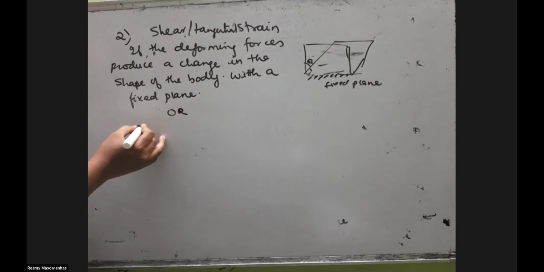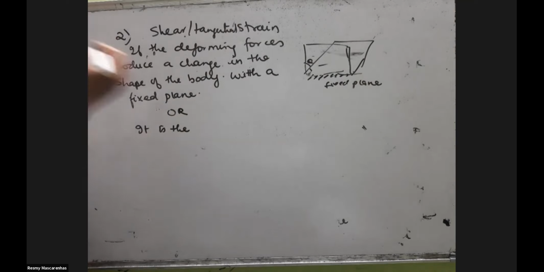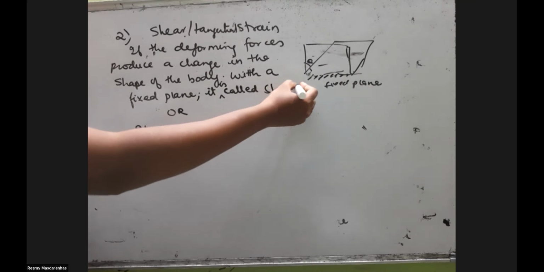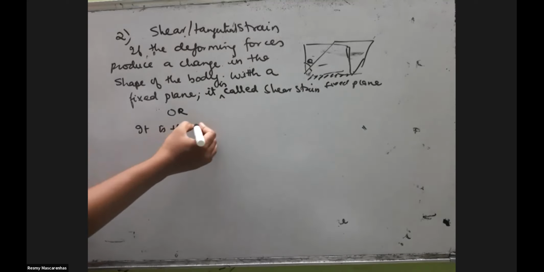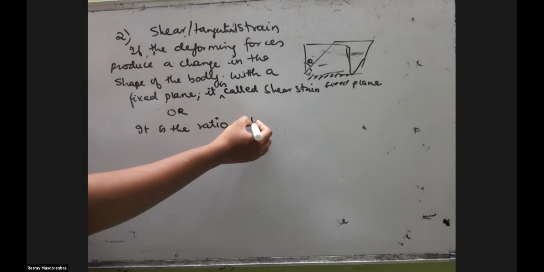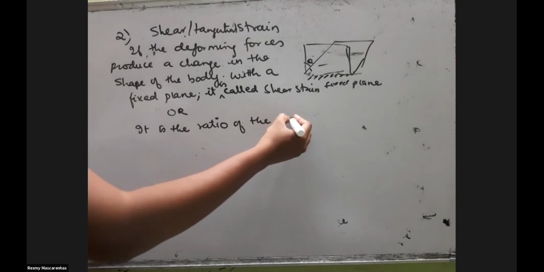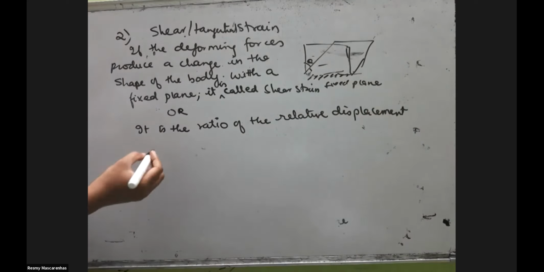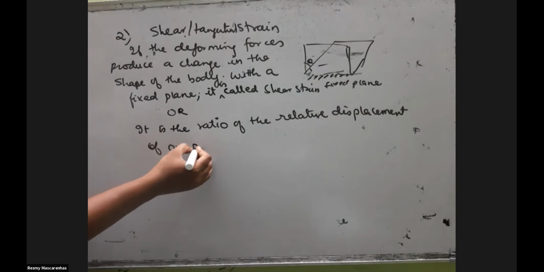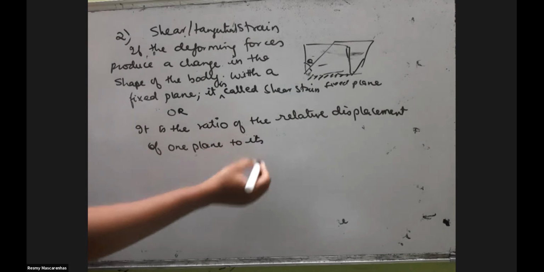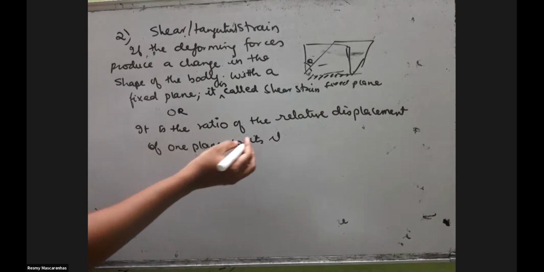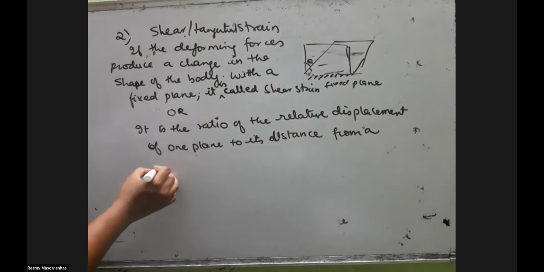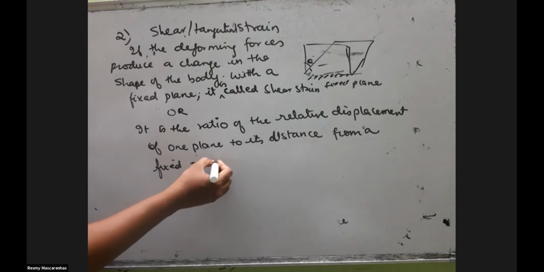Or you can say it is the ratio of the relative displacement of one plane to its distance from a fixed plane within elastic limit.